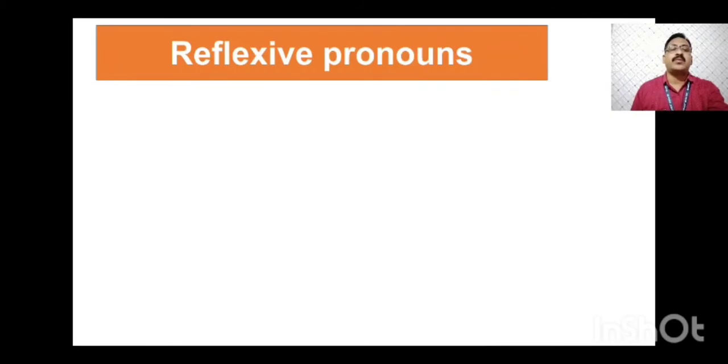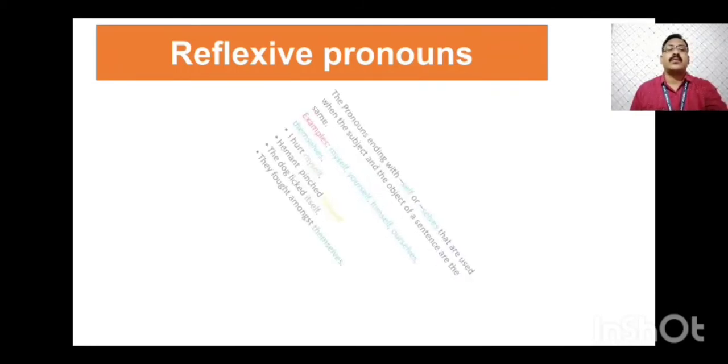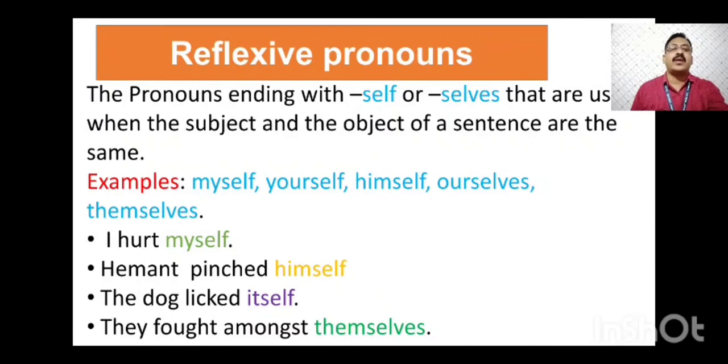Now, reflexive pronoun. The pronoun ending with self or selves that is used when the subject and object of a sentence are the same. When we use self or selves along with the pronoun, it changes into a reflexive pronoun. Examples: myself, yourself, himself, ourselves, themselves. These are all what? Reflexive pronouns. I hurt myself, Hemant pinched himself, the dog licked itself, they fought amongst themselves.